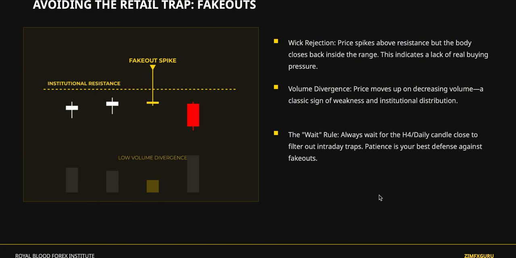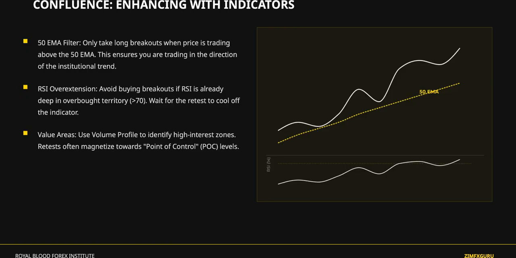If you rush, so don't rush, or you need to check your particular trades. And then confluence, enhancing with indicators. So 50 EMA filter, only take long breakouts when price is trading above the 50 EMA. This ensures you are trading in the direction of the institutional trend.